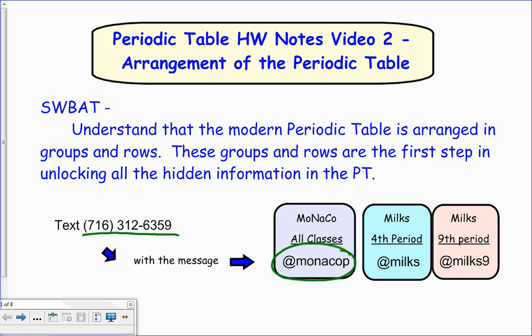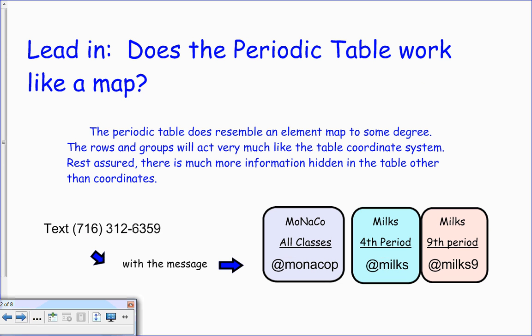So, video 2, we're going to talk about arranging the periodic table. You're going to understand that the modern periodic table is arranged in groups and periods, aka columns and rows. These groups and rows are the first step in unlocking all the hidden information inside that periodic table. It's like the master cheat sheet, and if you really know the periodic table well, you get this master cheat sheet with you all the time.